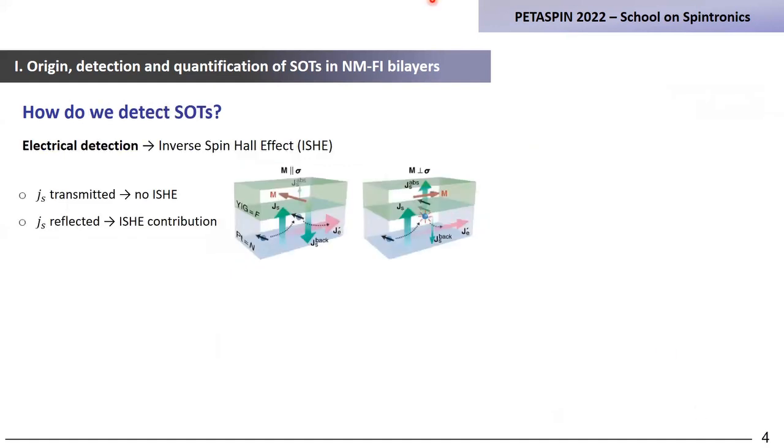Now, how do we detect this spin orbit torque? If we opt for an electrical detection scheme, then we typically rely on the inverse spin Hall effect. As I said before, when the spin current arrives at the interface, some part of it will be absorbed by the magnetic material, while another portion will be reflected and back converted into a charged current by means of the inverse spin Hall effect. It is this extra current or additional voltage that we measure experimentally by using a standard lock-in detection technique.